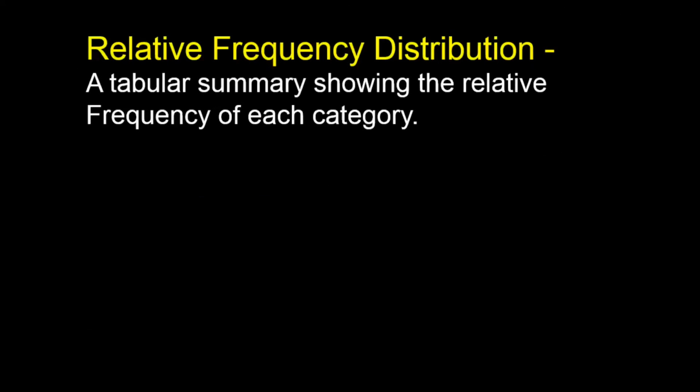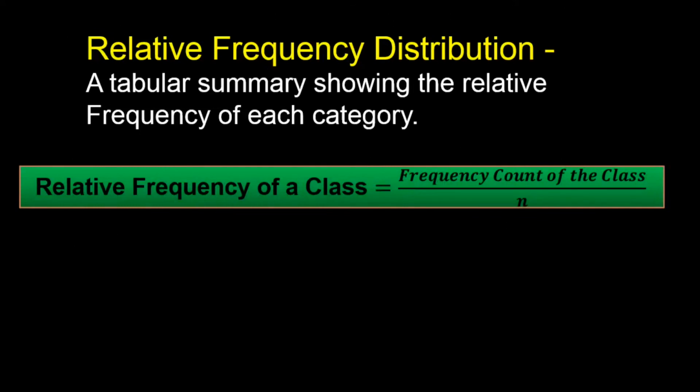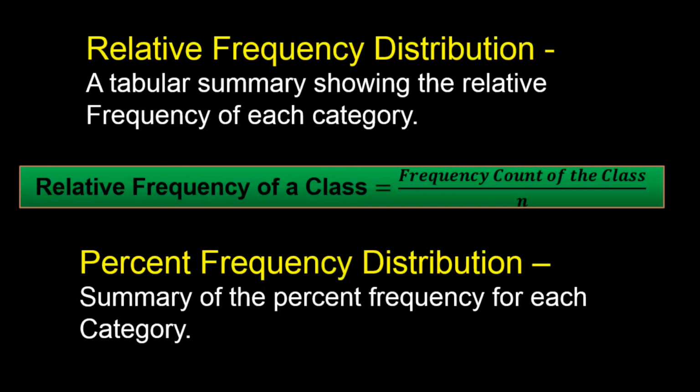We can also construct a relative frequency distribution. The formula for this is the frequency count of each class divided by n, the total number of observations. This will give us a relative frequency, also known as a proportion. The percent frequency distribution would take the proportion we just calculated and multiply it by 100 and turn it into a percentage.